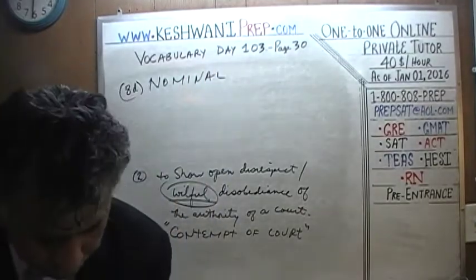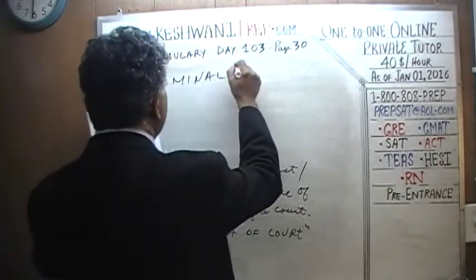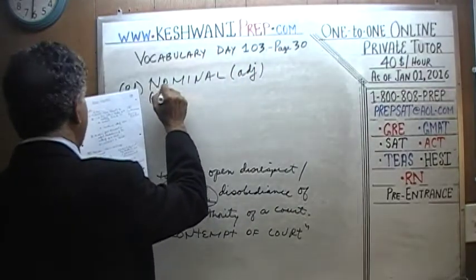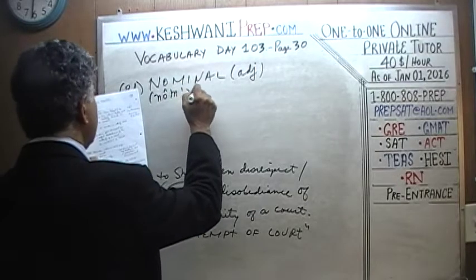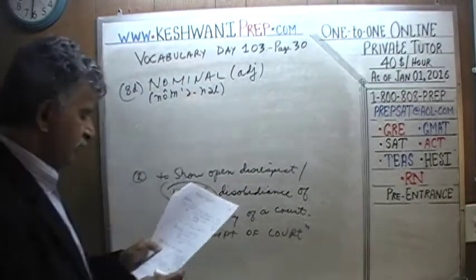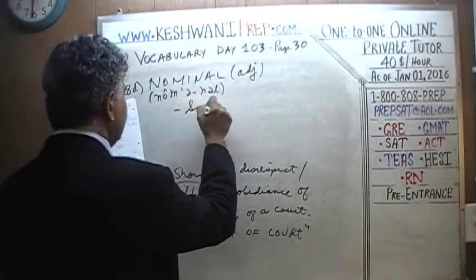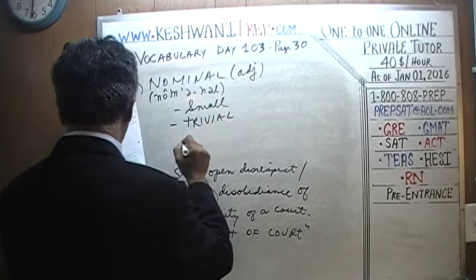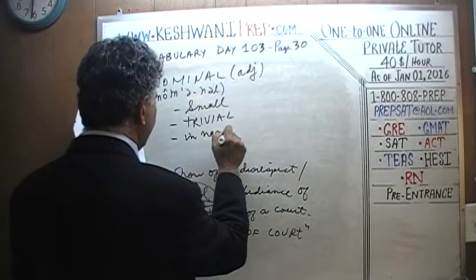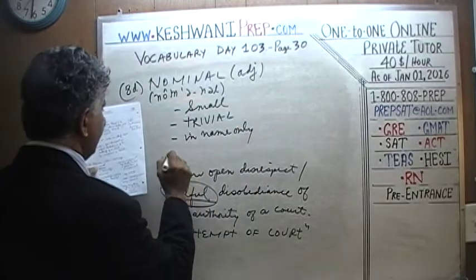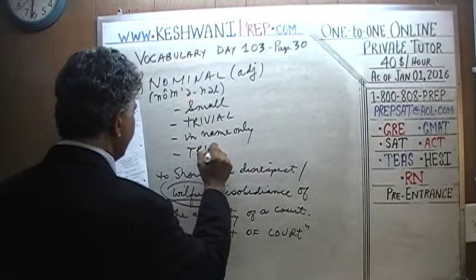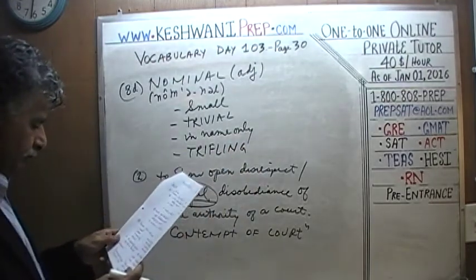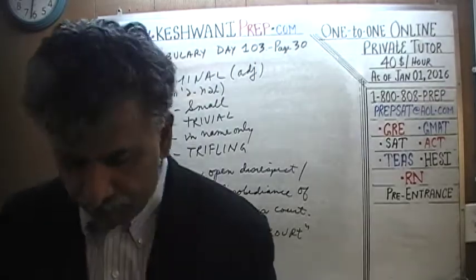Nominal. What does nominal mean? It's an adjective. Nominal is an adjective which means small, trivial, in name only, trifling. Trifling. I don't know if we ever learned the word trifling.